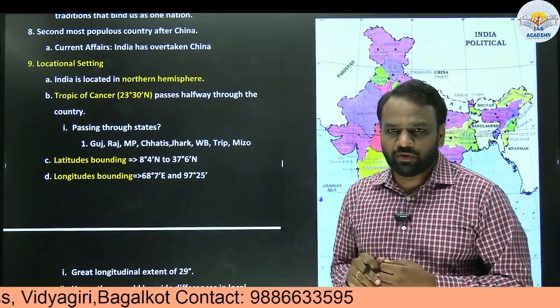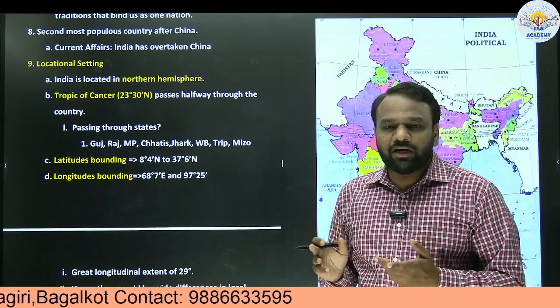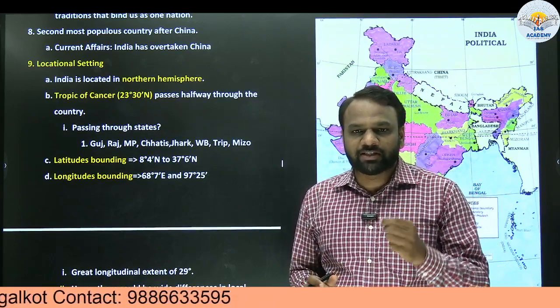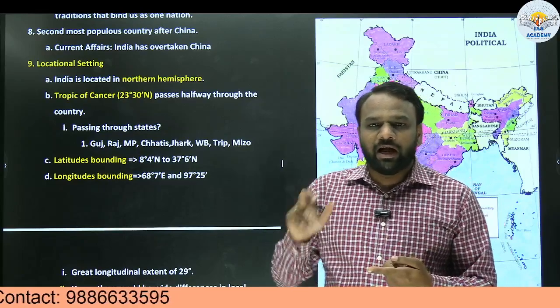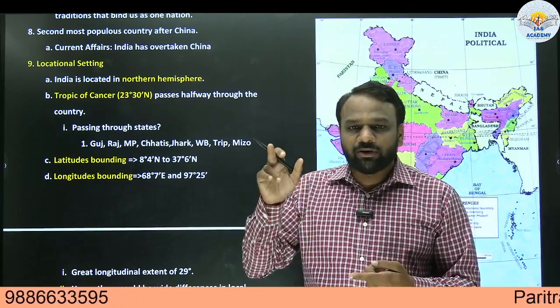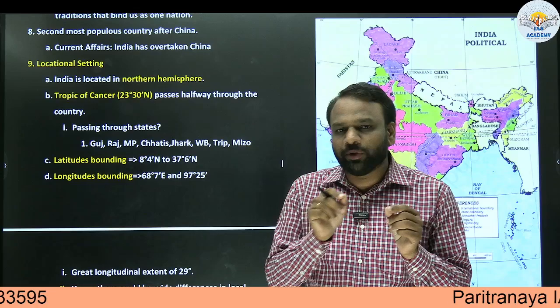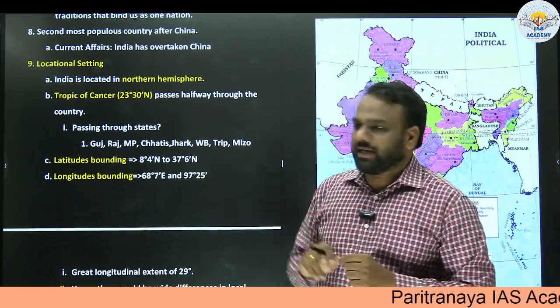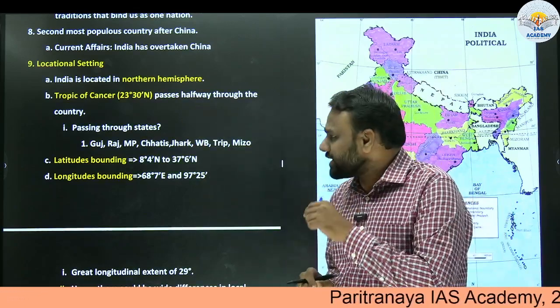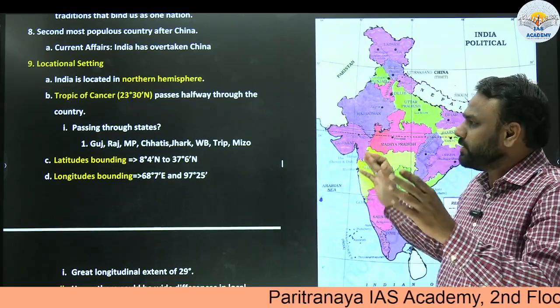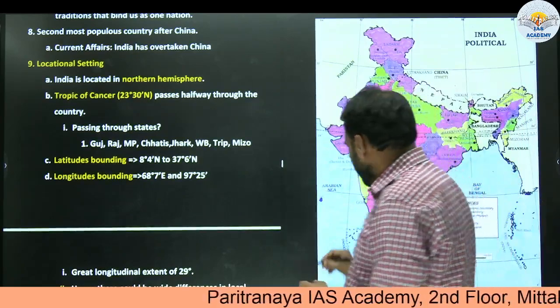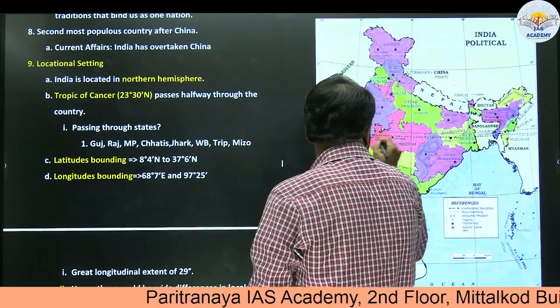So there are different important latitudes that we have discussed: Tropic of Cancer, Tropic of Capricorn, Equator, Arctic Circle, Antarctic Circle. Among these important latitudes, the only latitude that passes through India is Tropic of Cancer. So in this context, we need to know the states through which it passes. If you observe here, these are the various states through which it passes.